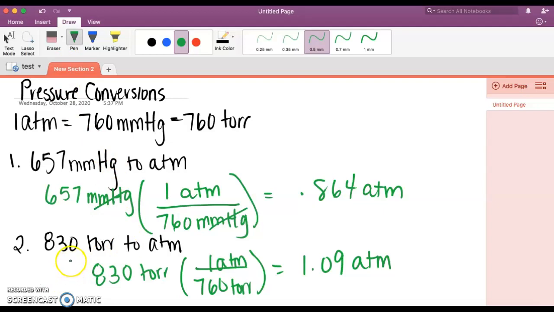For number 2, we have 830 torr, which we're converting to atmospheres. We start with 830 torr, cancel out torr, and for every 760 torr, we have 1 atmosphere, which results in 1.09 atmospheres. The reason we're focusing on converting to atmospheres is because most of the time for the ideal gas law, you're going to need your pressures in terms of atmospheres.